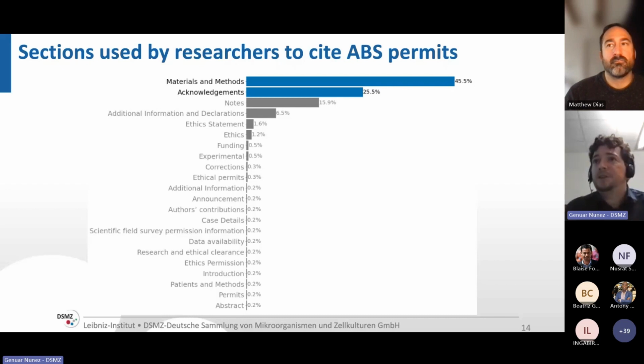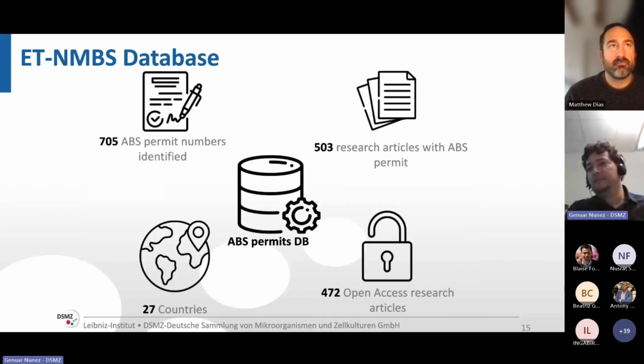For example, researchers are using different sections to mention an ABS permit. Most of them, in the database that we created, use materials and methods, acknowledgements, and other sections. So there is no clarity on where to put the ABS permit. With that in mind, we put together all this information, and that's what we are working on. This is the part where we use the API.